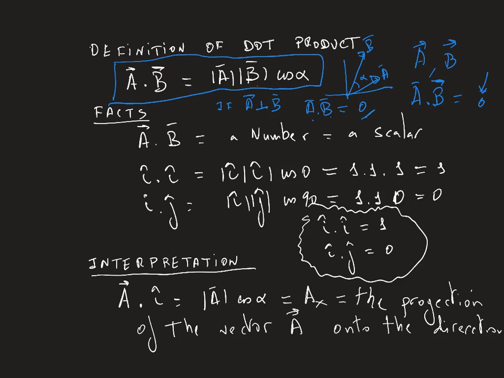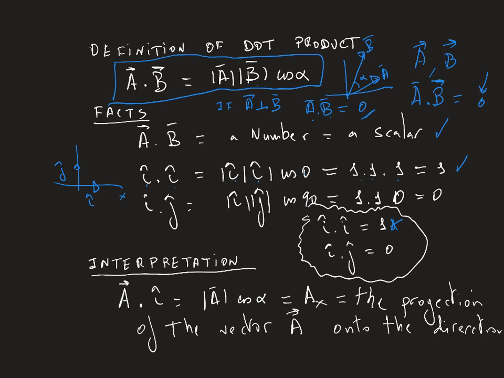So the fact is like this: A scalar B is a number, it's a scalar. What is I scalar I? You have the vector I, one unitary vector in the x direction, and you have the vector j. What happens if you make I scalar I? Again, it comes from the definition: magnitude of I by magnitude of the second, I in this case, by the cosine of the angle that they form. In this case, the cosine is cosine of 0, which is 1. So I scalar I is 1. You have to understand and remember this.